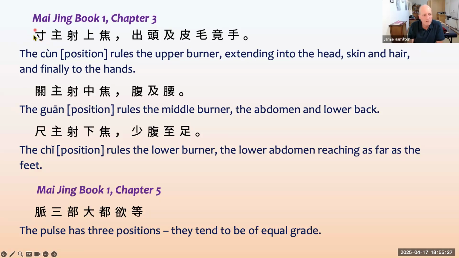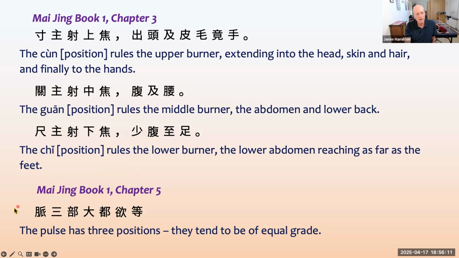All right, basically, this says sun, which means inch. The inch rules the upper burner. That says upper burner, higher, and jiao, or burner, and that it extends out to the head, the skin, the hair, and finally to the hands. So that's all it says. The guan rules the middle burner and the abdomen and the lower back. And then the che, the third one, rules the lower burner, the lower abdomen, reaching as far as the feet. That's foot there. I recognize that.